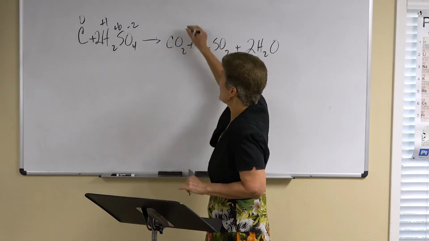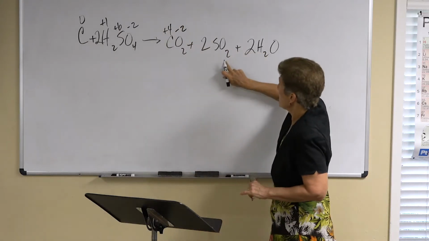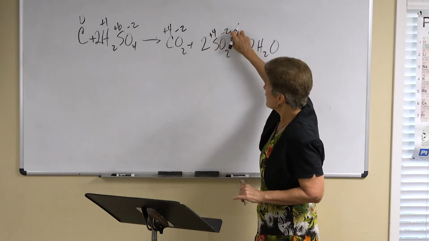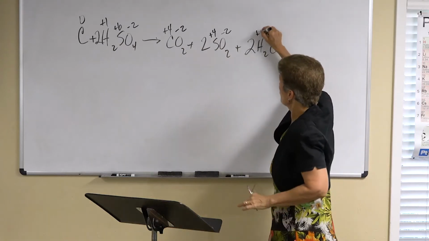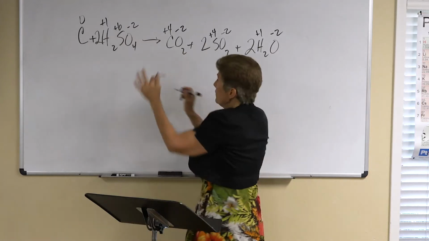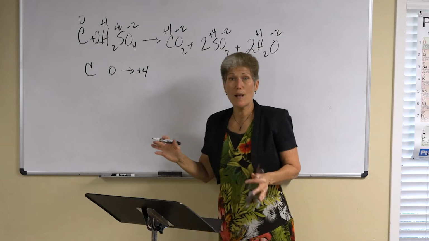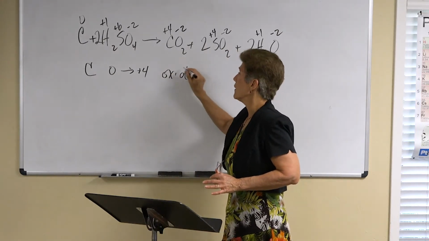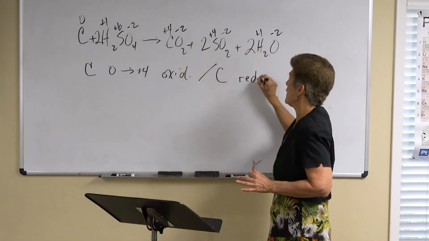Over here, this is a -2, so that's a -4, so this has got to be a +4. Here, this is a -2, so this has to be a +4, because 2 times -2 would be -4. Here, these are +1, so this is -2. Okay, let's see. We have carbon going from 0 to +4. So we see something is happening here. So carbon is being oxidized, and therefore carbon is also the reducing agent.